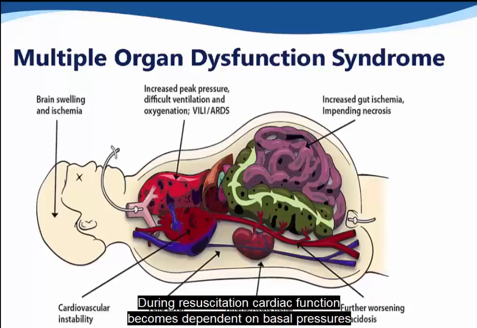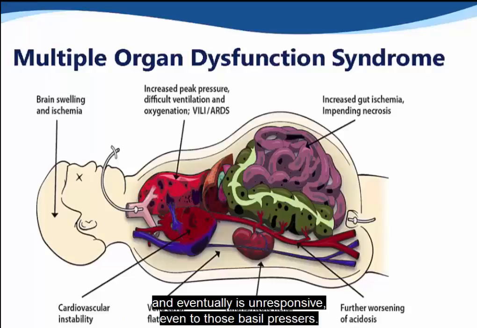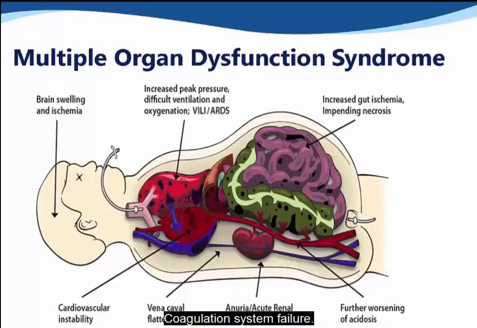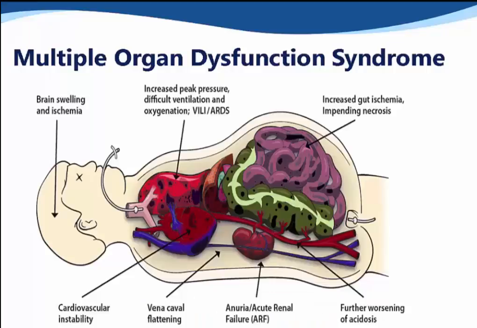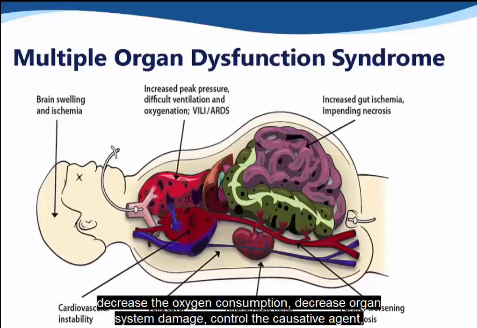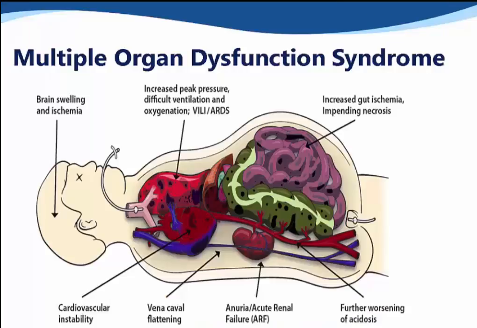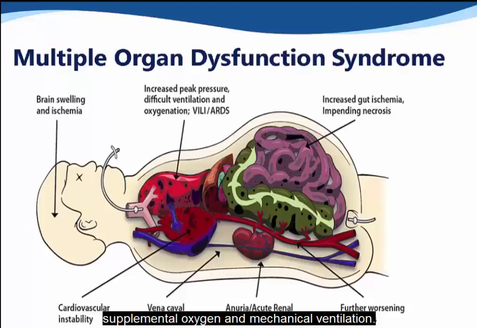During resuscitation, cardiac function becomes dependent on vasopressors and eventually is unresponsive even to those vasopressors. Coagulation system failure is uncontrolled, excessive consumption of coagulation factors. The therapeutic management is to support tissue oxygenation, decrease the oxygen consumption, decrease organ system damage, and control the causative agent, with supplemental oxygen and mechanical ventilation.